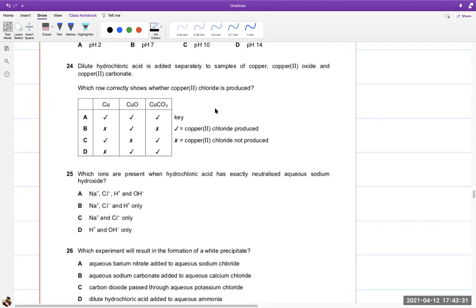All right, dilute HCl is added separately to samples of copper, copper-2 oxide, and copper-2 carbonate. We are adding acid, okay? We know that dilute acids do not react with pure copper, but they do react with its salts. So copper-2 oxide will react, copper-2 carbonate will react with it, but pure copper will not. It's dilute acid. Hydrogen ion is more reactive than copper. So we are going to get D as the answer.